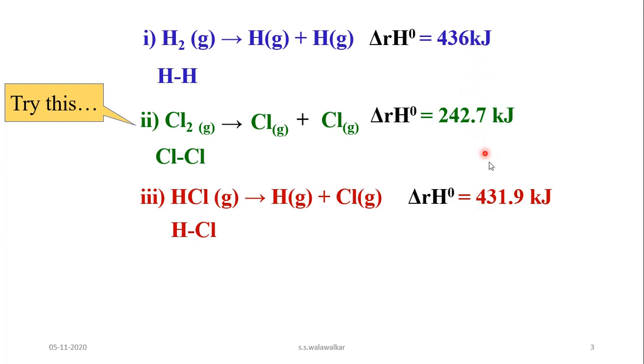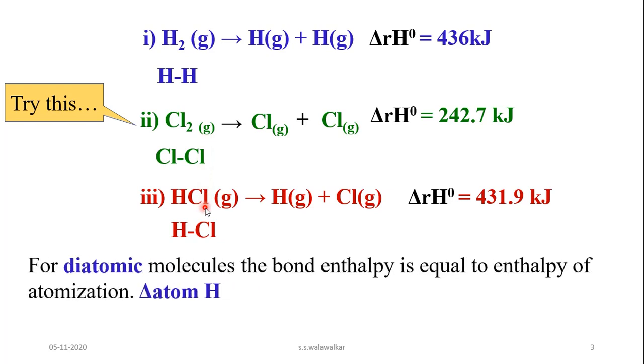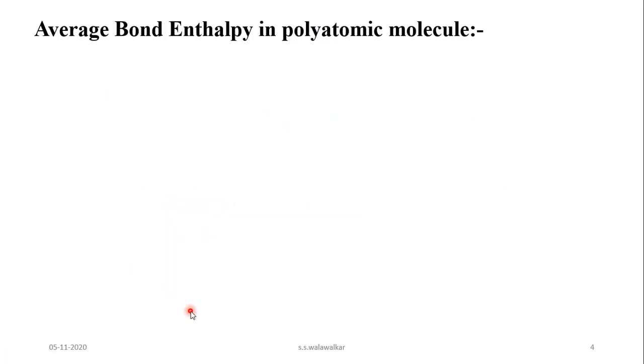And you observe all these reactions, all the 3 reactions. Here it is also a diatomic molecule, here it is also a diatomic molecule, and in third case HCl is also a diatomic molecule. So for diatomic molecules, bond enthalpy is equal to enthalpy of atomization. It is represented as delta H atom. Now the average bond enthalpy means what? That is, in case of polyatomic molecules, how to calculate bond enthalpy? In case of polyatomic molecule, bond enthalpy is considered as an average bond enthalpy. How that we will see?